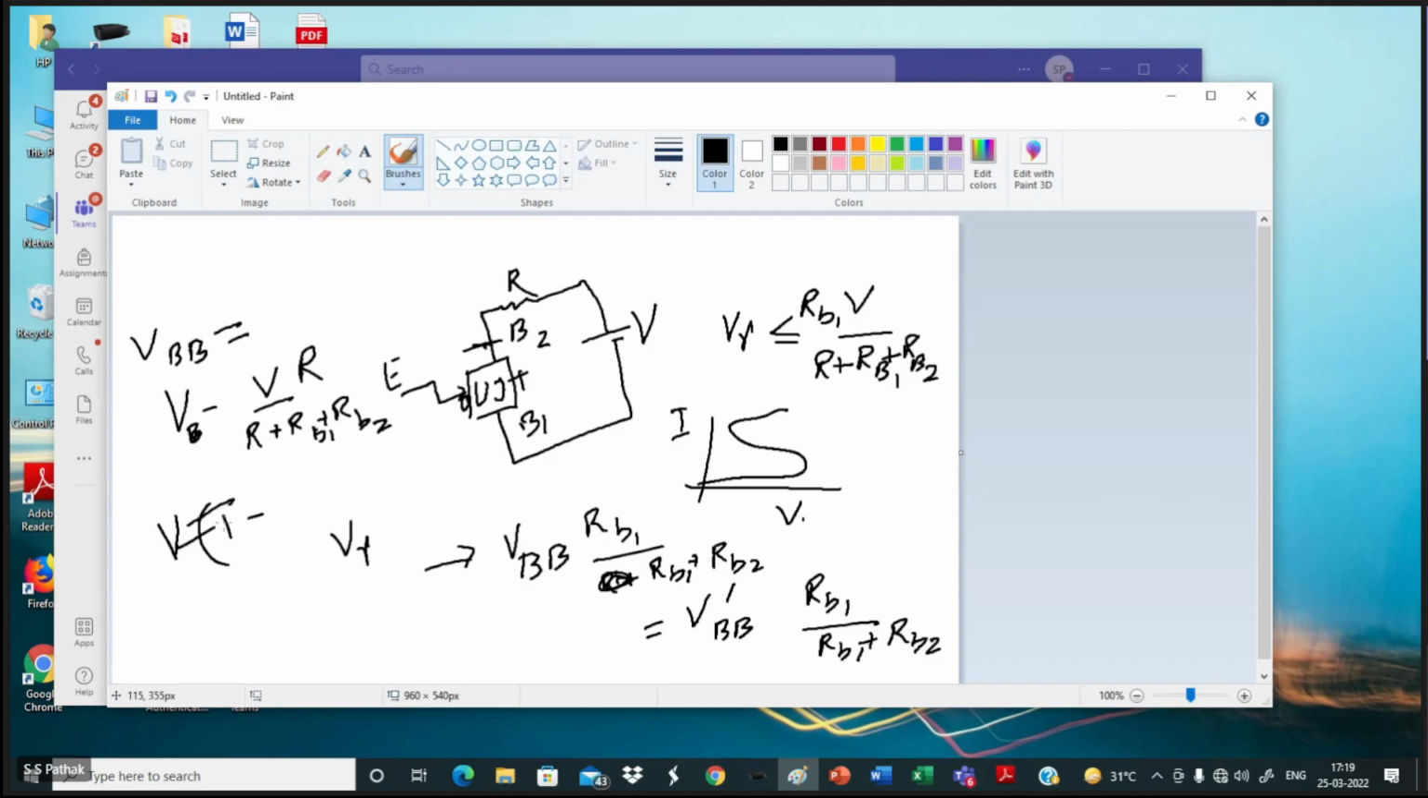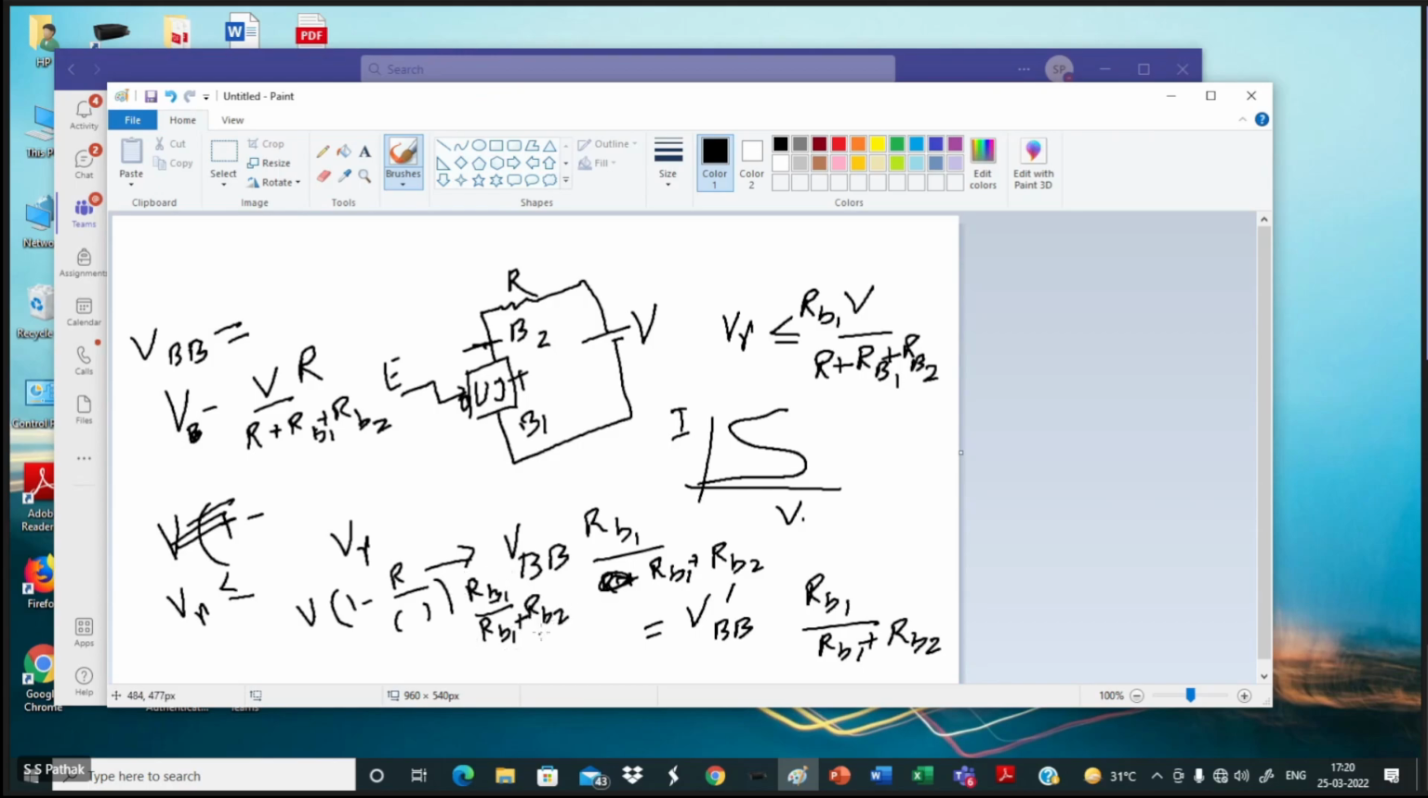So what is going to be the voltage at this point? Your V gamma should be less than or equal to, I'll make this one, not your VBB supply. So I'll put the voltage over here. That will be this new VBB, V into 1 minus R by this summation, into RB1 divided by RB1 plus RB2.